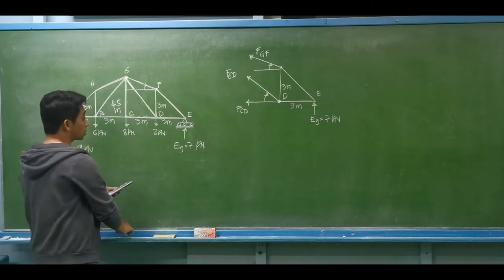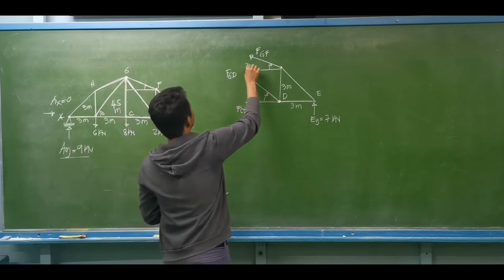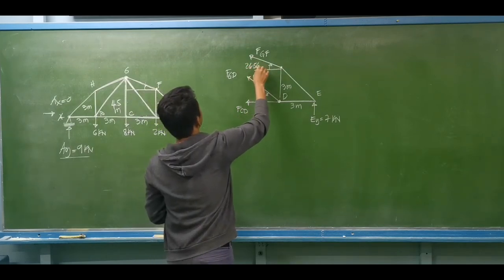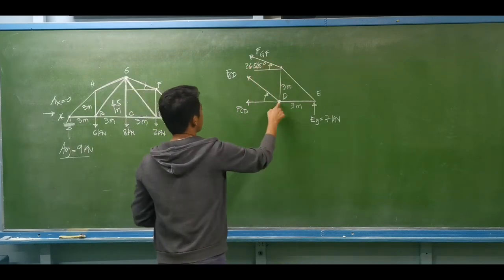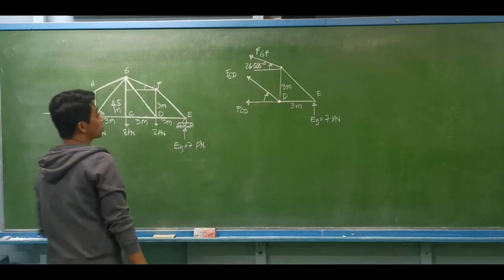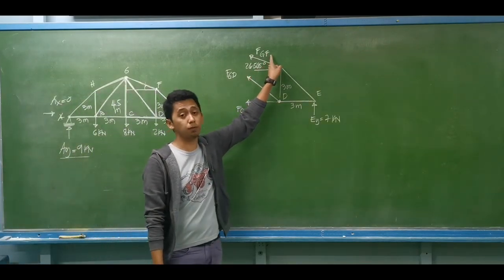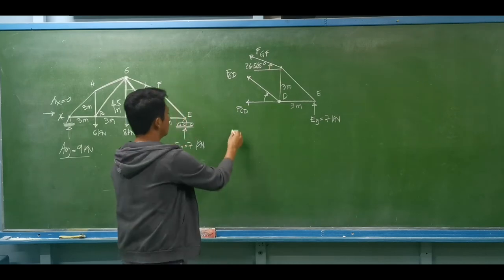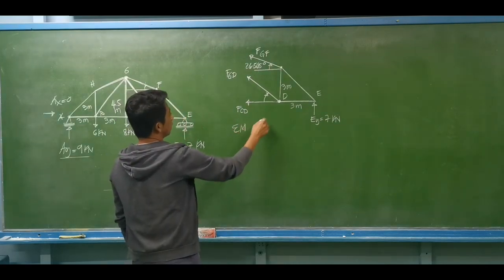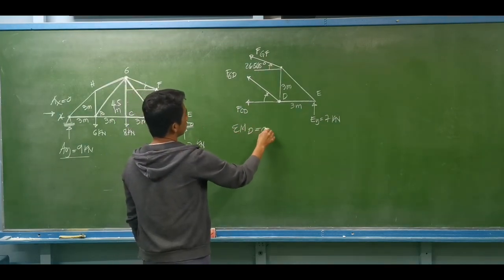The angle is 26.565 degrees. So to determine one axial force, what can we compute first? We may compute for the member GF. This is by summation moment about D equal to 0.